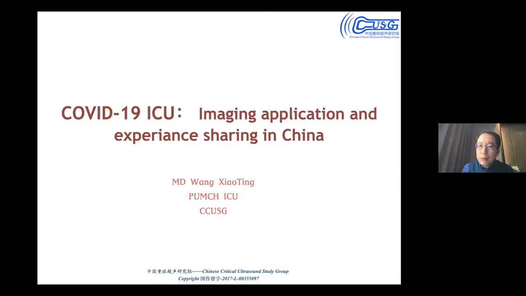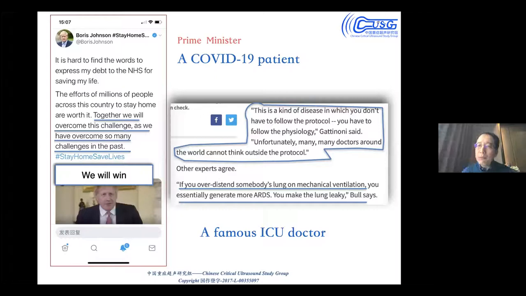Imaging application and, sorry. Appearance here in China. As we all know, there are two important persons, maybe VIPs. A very important patient, just like the Prime Minister of the Kingdom, Johnson. He got COVID-19 pneumonia, but his famous sentence is very exciting for everyone. He said, "Together we will overcome this challenge as we have overcome so many challenges in the past." And he said, "We will win." It's the first famous sentence.